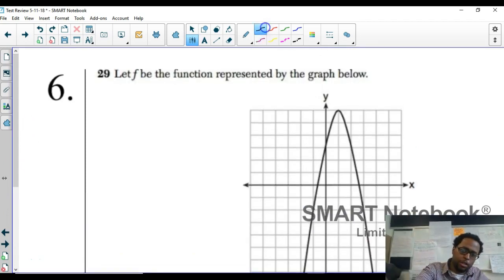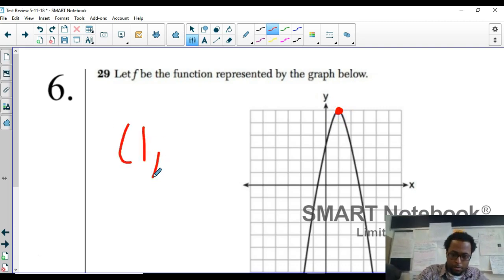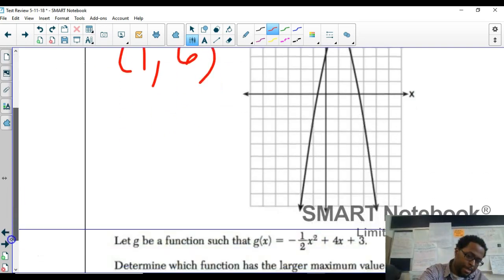So when you look at the question, what we're going to do is look at our maximum value. So in this case, we're going to look at this value right here. That is going to be your max. If I count on the graph, it's going to be 1, 2, 3, 4, 5. It's going to be 6. Okay. So I'm looking at my maximum value.